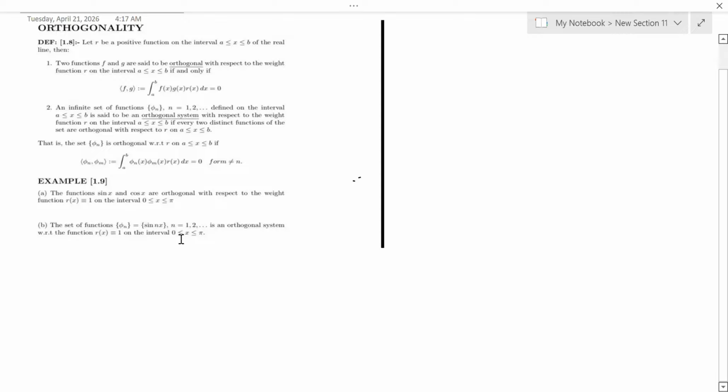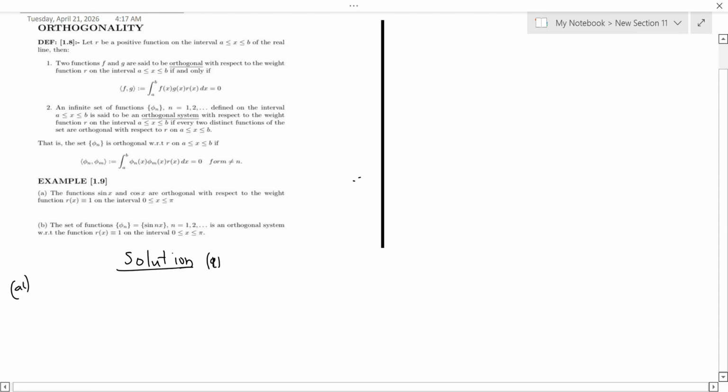So let's do an example to illustrate how functions are orthogonal. The first example says the functions sin x and cos x are orthogonal with respect to the weight function r of x equals 1 on the interval 0 to pi. So from the definition, x is on the interval a to b, so it means your a is now 0 and your b is pi.